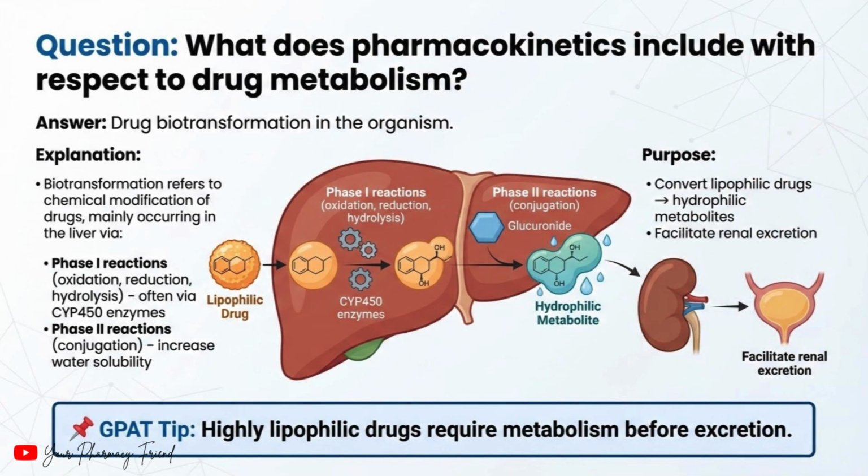What does pharmacokinetics include with respect to drug metabolism? Biotransformation. Drug biotransformation, also known as metabolism, is an essential part of pharmacokinetics. It refers to the chemical modification of drugs within the body, primarily in the liver. Metabolism is classified into phase 1 reactions, such as oxidation, reduction, or hydrolysis, often mediated by cytochrome P450 enzymes, and phase 2 reactions, which involve conjugation to increase water solubility. This process ensures that lipophilic drugs are converted into more hydrophilic metabolites, facilitating their elimination from the body.